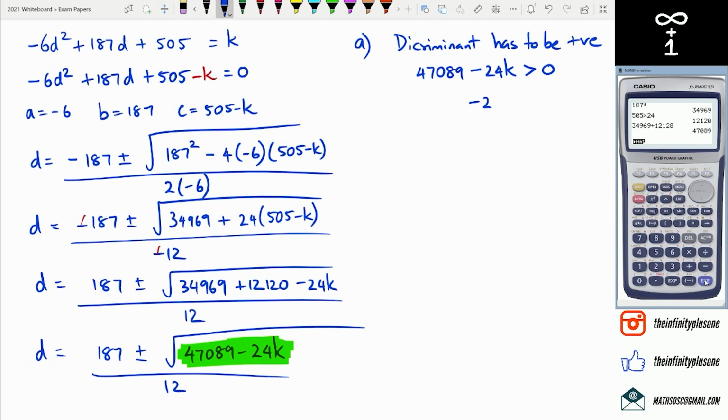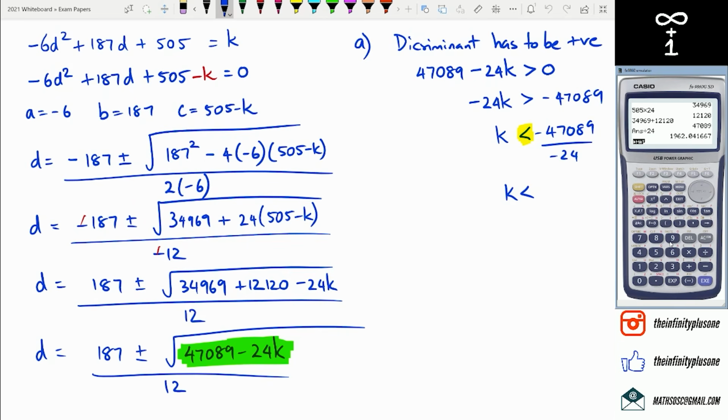So rearranging this, we're going to get negative 24k is greater than negative 47089. So k has to be less than 47089 divided by negative 24. Now remember, because I'm dividing by a negative number, I have to switch the sign. So I'm going to end up with k is less than 47089 divided by 24, which is 1962.04. So that's my first point.